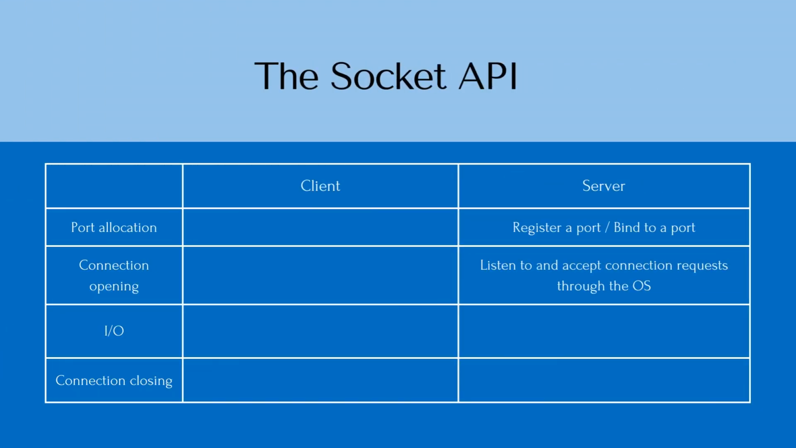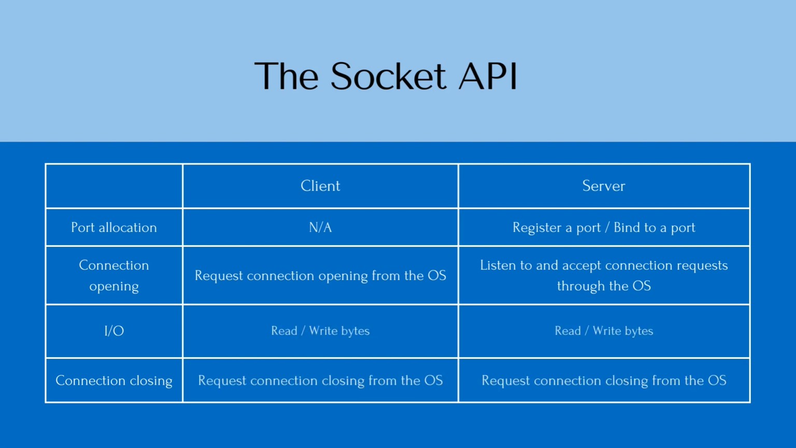On the server side, the socket API allows to register a port with the OS, listen to and accept connection requests through the OS. On the client side, the socket API allows to request connection opening from the OS. On both sides, once the connection is established between the client and the server, the socket API allows sending and receiving bytes, and in the end, closing the connection.